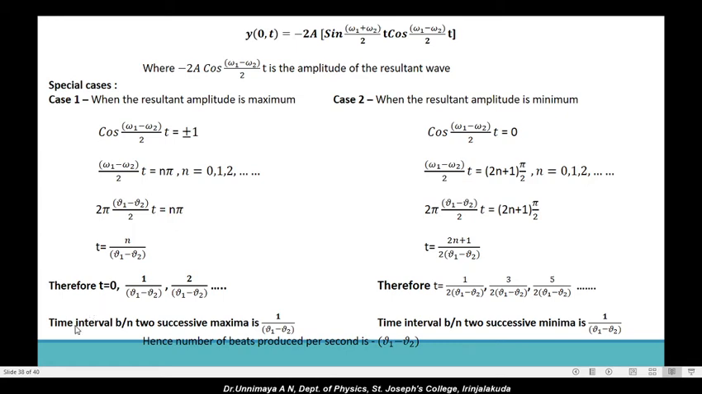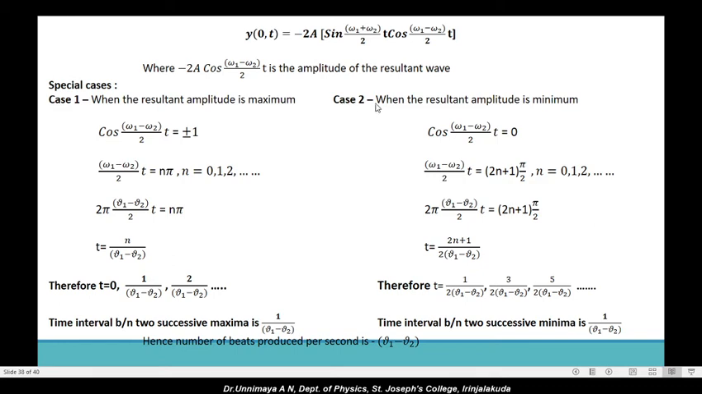Now what is the time interval between successive maxima? Take 1 by (nu1 minus nu2) minus 0, that is 1 by (nu1 minus nu2). Take these two, 2 by (nu1 minus nu2) minus 1 by (nu1 minus nu2). Again we will end up with 1 by (nu1 minus nu2). So the time interval between two successive maxima is 1 by (nu1 minus nu2). This is the case when the resultant amplitude is maximum.